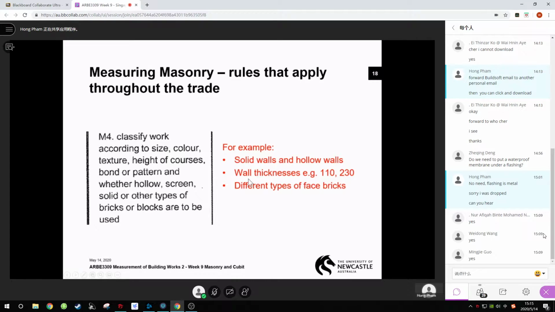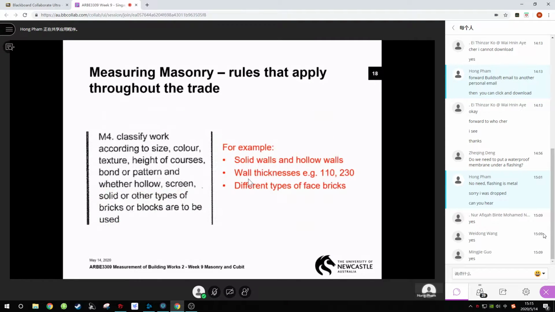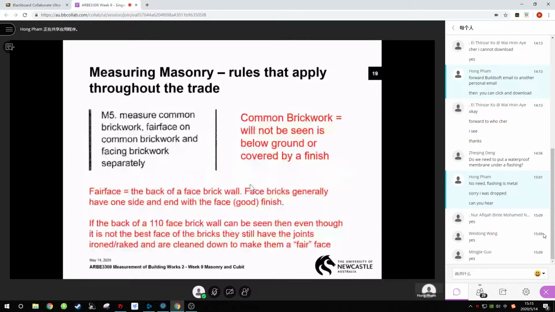But what happens if you've got a storeroom? It often happens in a school where you've got face bricks inside the classroom, and then your storeroom adjacent to the classroom is the back of the 110 wall. So what they do is say, well, it's a storeroom, so it doesn't have to look nice, but we want it laid as face with a nice ironed joint or a smooth joint in it and cleaned up with all the mortar dags off it.